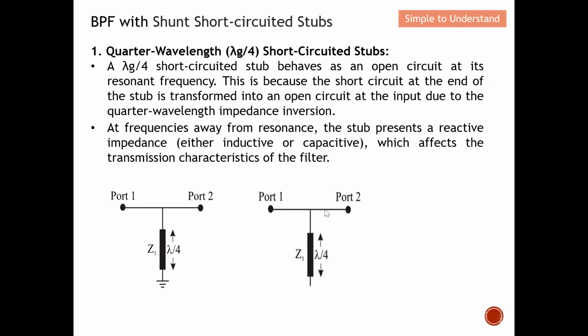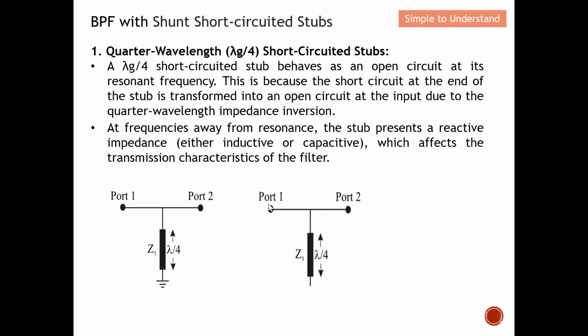Now look at another example here. Instead of a short circuit, it becomes an open circuit. Again, based on the quarter wavelength, this end is open, so it becomes a short circuit. Let's say we design this quarter wavelength based on 2 gigahertz again.